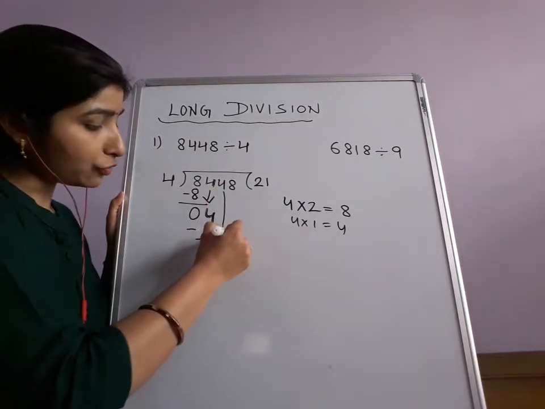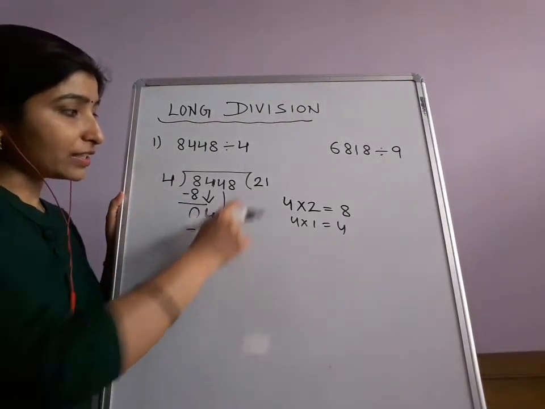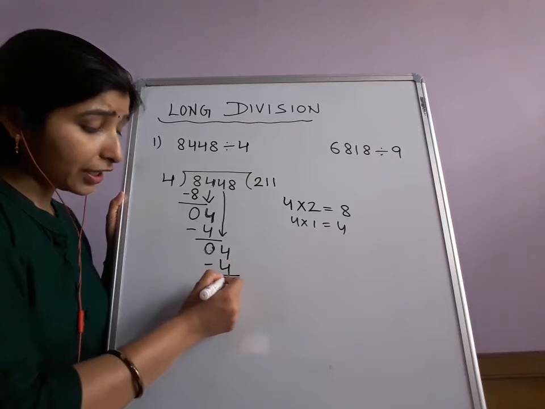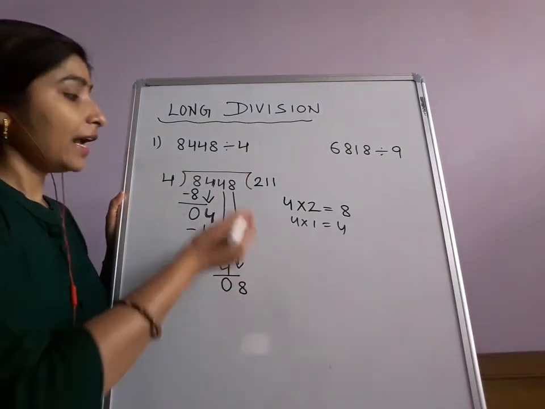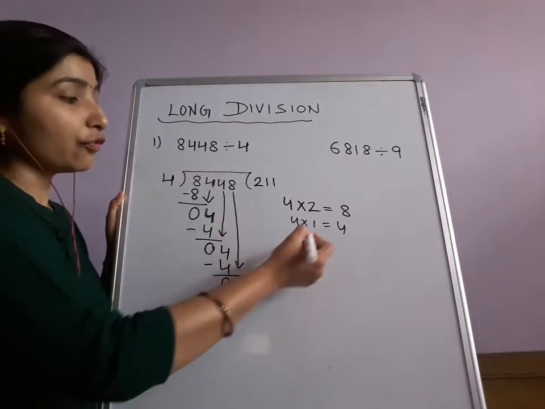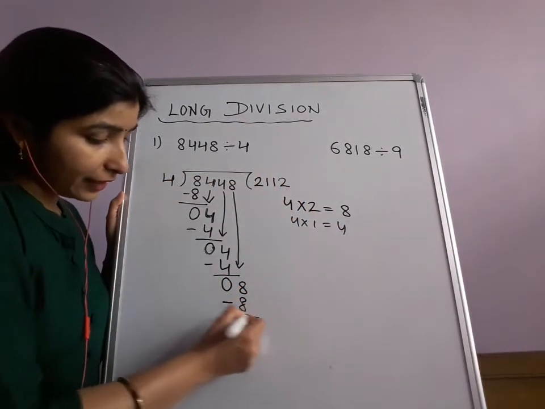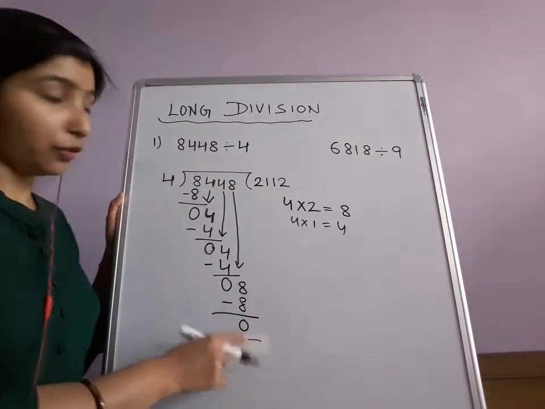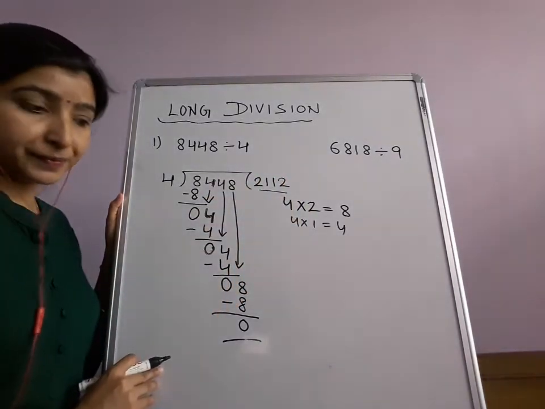Now bring down this 4 again, and you have already done this. So 4 ones are 4. Again you will subtract, and now you have to bring down 8. So 4 2s are 8, again 2 times. So your remainder is 0, and this is your answer.